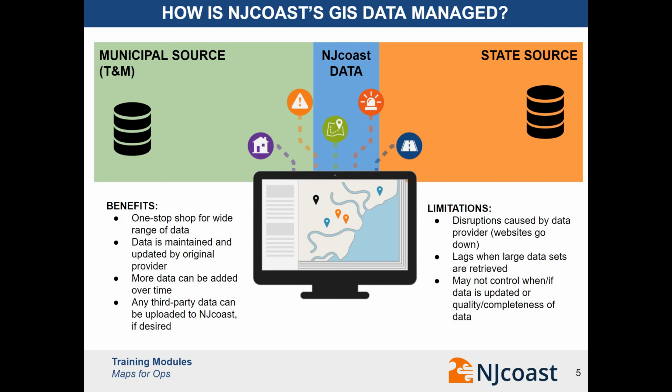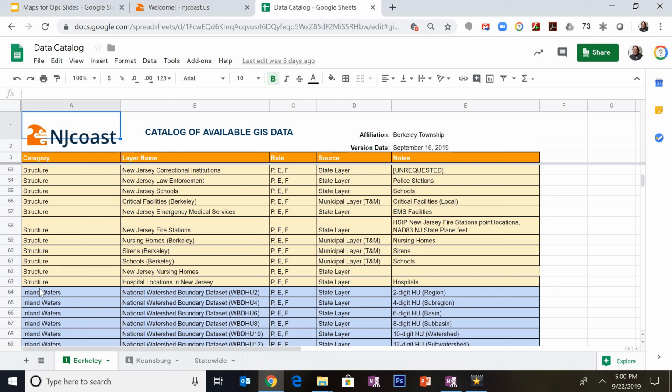So what kind of data is available to the users of NJcoast? Well, let me exit out for a minute and show you this data catalog. What we did is we assembled a catalog of all the data contained in NJcoast. Now, NJcoast data is organized by category. This is an assignment made by the provider of the data to tell you the general type or class of data it is. Then each data layer has a name.